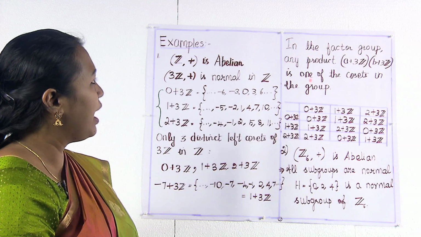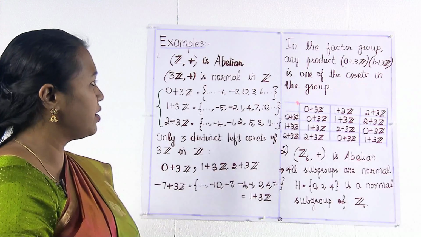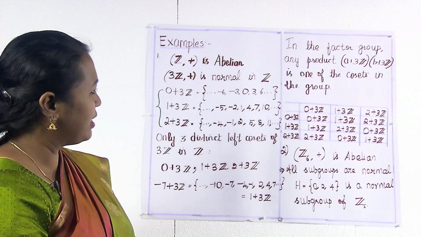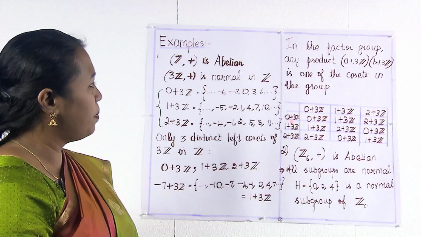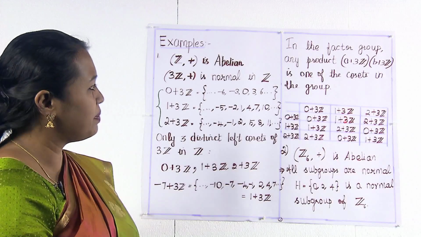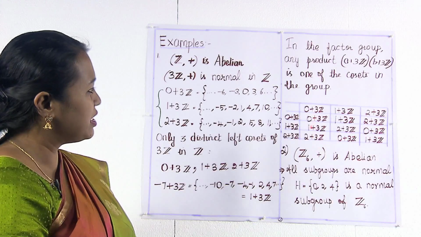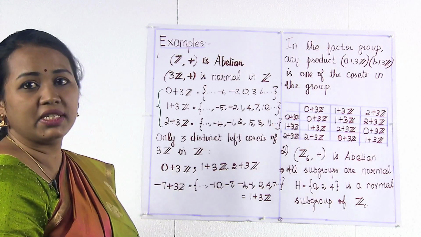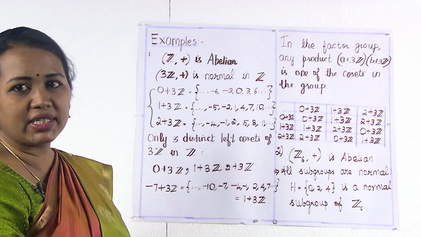In the factor group, any product (a + 3Z)(b + 3Z) is one of the cosets in the group. So, we can see a table here. I have done the product of all the cosets that are possible here. We can clearly see in this table that 0 + 3Z times 0 + 3Z is 0 + 3Z, 0 + 3Z times 1 + 3Z is 1 + 3Z, and so on. Whatever product we do, we get only 0, 1, 2, 0, 1, 2, etc. So, there are only 3 distinct cosets under the product of the factor group. Next, we shall see one more example.